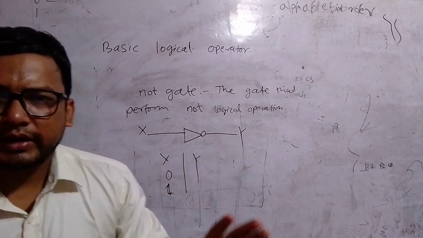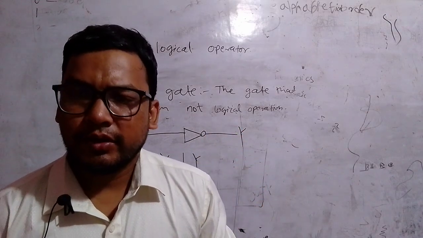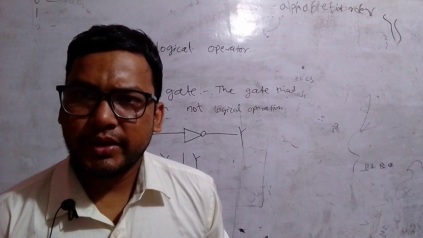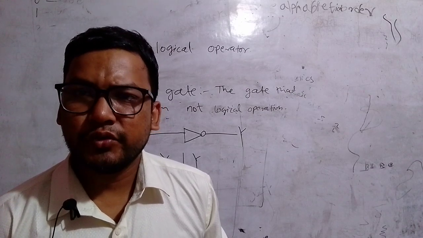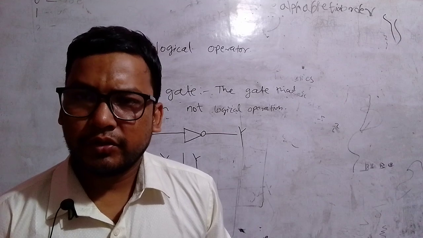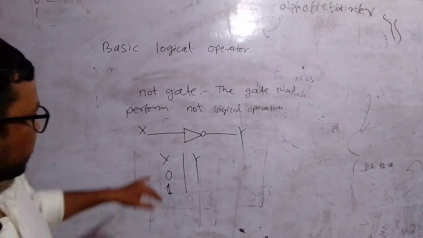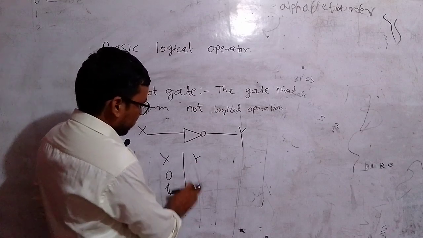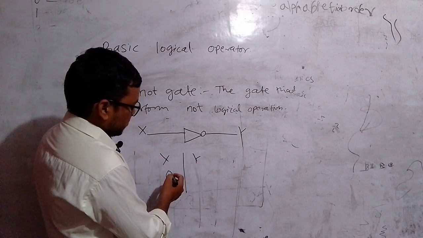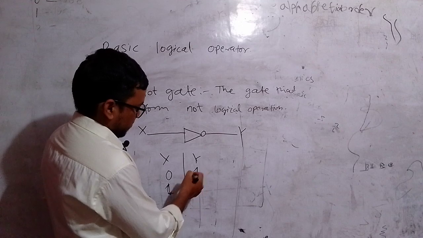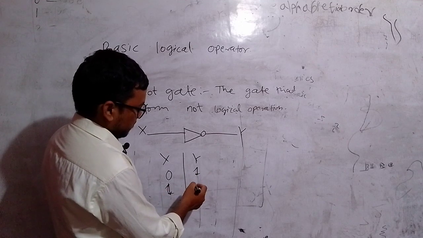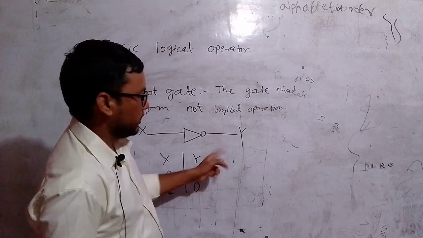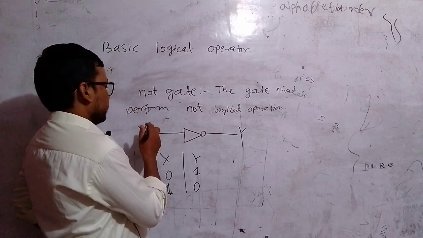But an OR gate can have any number of inputs, and based on the inputs we name it a 2 input OR gate, 3 input OR gate, and so on. Now the possible values of X are 0 and 1. Then what would be the value of Y? If input is 0, it produces 1. If input is 1, then it produces output 0. In this way, the NOT operation works.